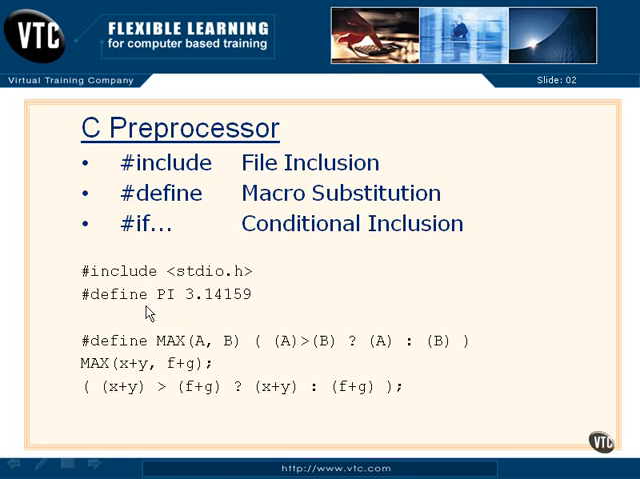Here's a very simple define of the letters PI to be this number, 3.14159, and we normally make constants like this uppercase so that you can see them when you're working with them in the code. So that if you set something equal to capital PI, it's actually going to be replaced before the code is ever compiled with this number. Those letters will never make it through to the compiler.